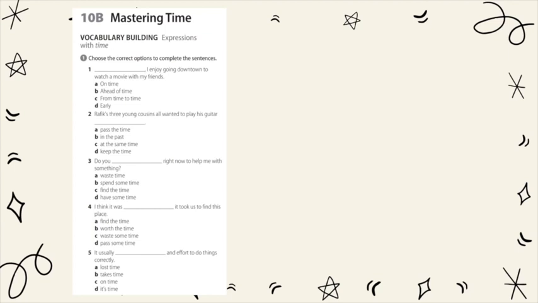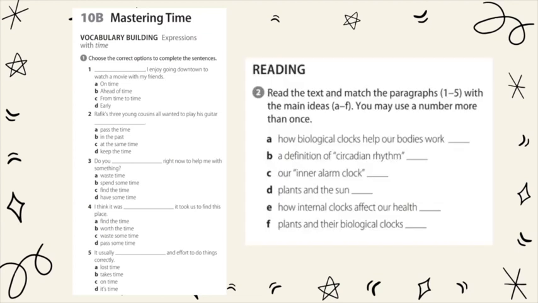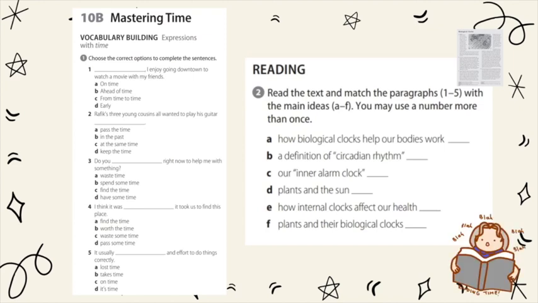Okay, next exercise. Exercise number 2. Read the text that is on page 115, and match the paragraphs with the main ideas. You may use a number more than once. So in the text we just have 5 paragraphs, and with those paragraphs we're going to match them with these main ideas. You're going to match idea and paragraph, but remember that you can use a number more than once.